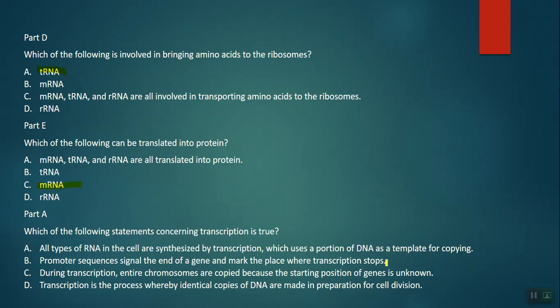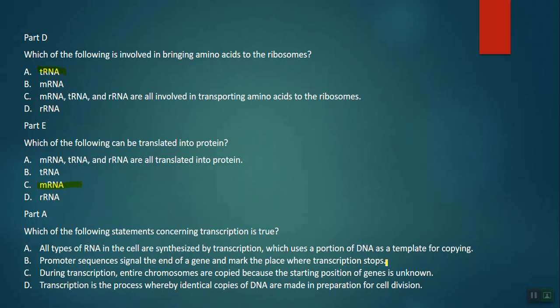Part A, which of the following statements concerning transcription is true? So let's just go ahead and read some of these. All types of RNA in the cell are synthesized by transcription, which uses a portion of the DNA as a template for copying. Okay, that sounds pretty accurate. Promoter sequences signal the end of a gene and mark the place where transcription stops. That's the absolute opposite of what happens. Promoter sequences signal the beginning of the gene, not the end of it. So B doesn't work for us.